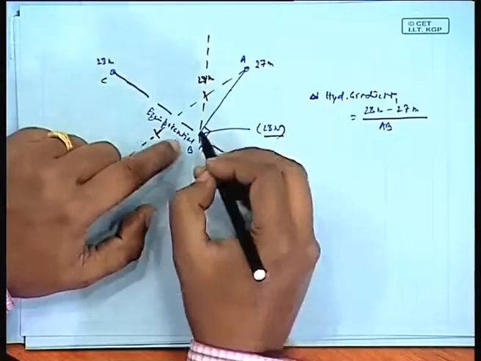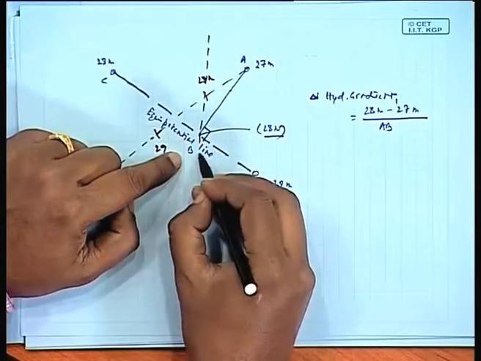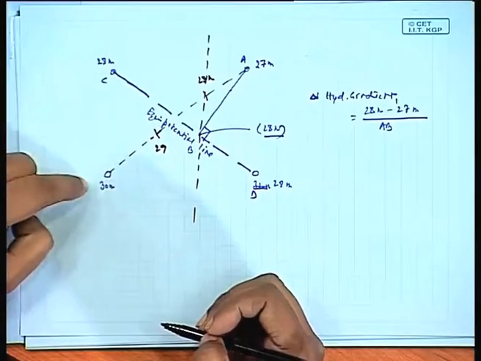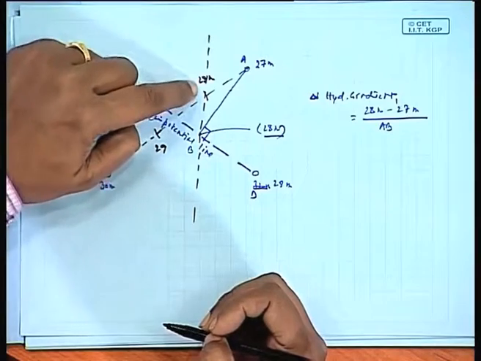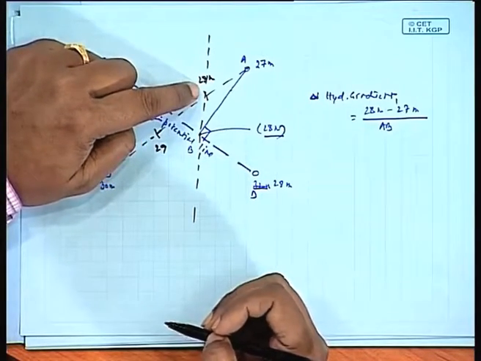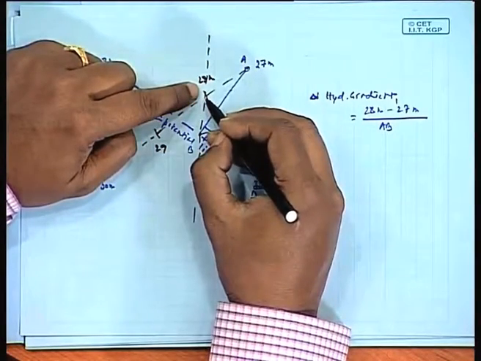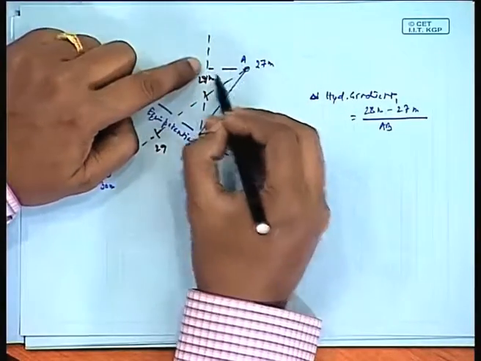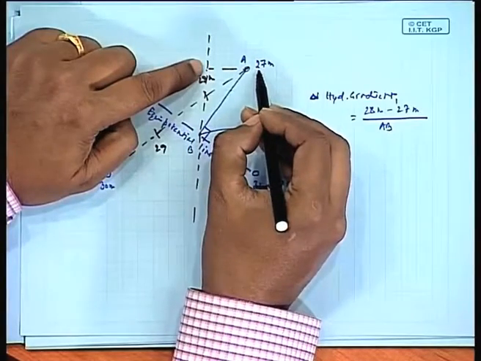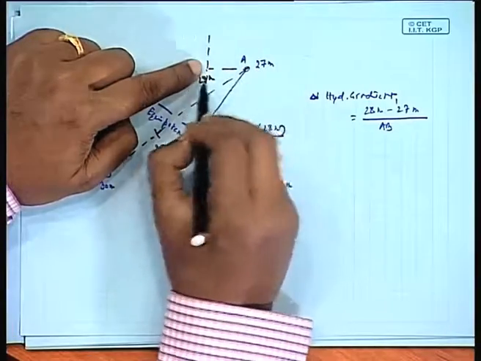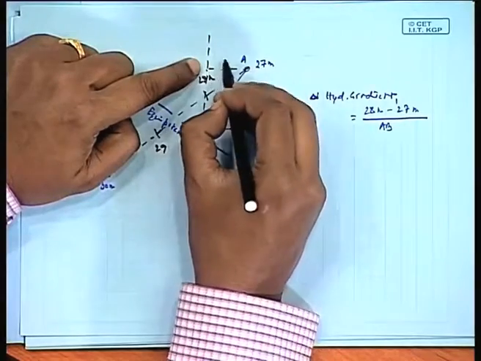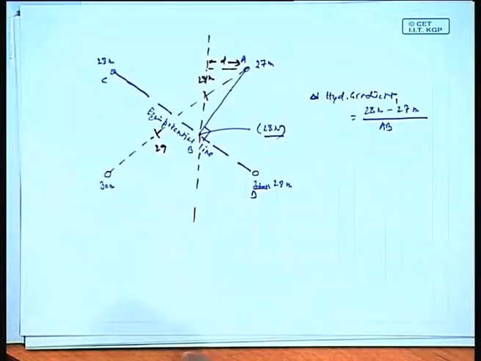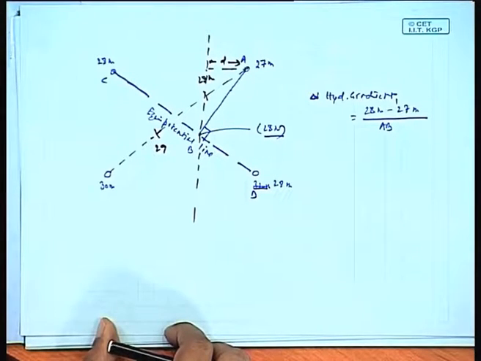We connect this, and this one is the new equipotential line. This is 30, 29, 28 here. So we find that this is a new equipotential line. The distance 28 minus 27, that is 1, divided by this distance d, would provide you the new hydraulic gradient.